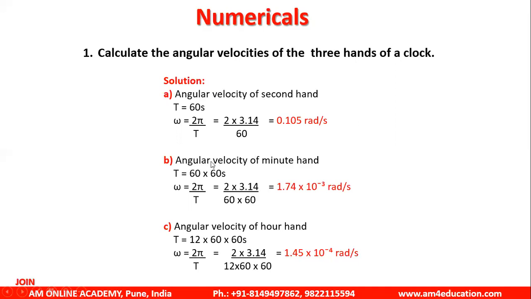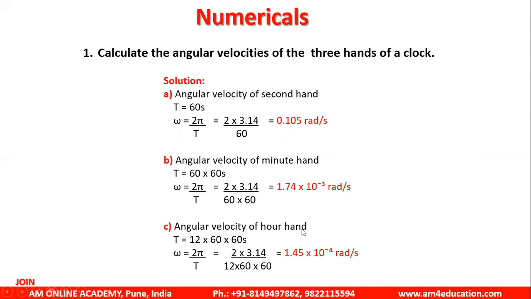Now let us see what is the angular speed of the minute hand. The minute hand takes 60 minutes to complete one rotation. Now in 60 minutes, how many seconds are there? 60 seconds into 60 seconds. So the time period is 3600 seconds for the minute hand. So again, omega equals 2 pi by T. And when you substitute all these values, you will get 1.74 into 10 raised to minus 3 radian per second.